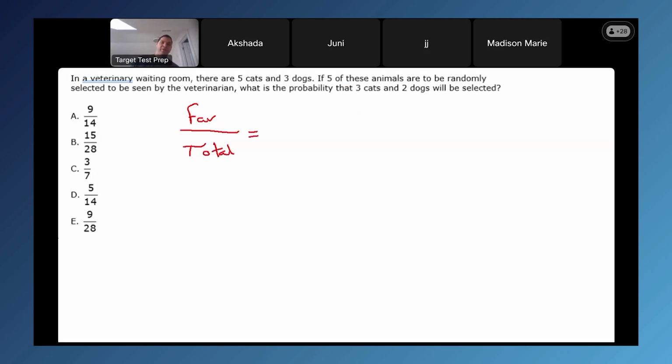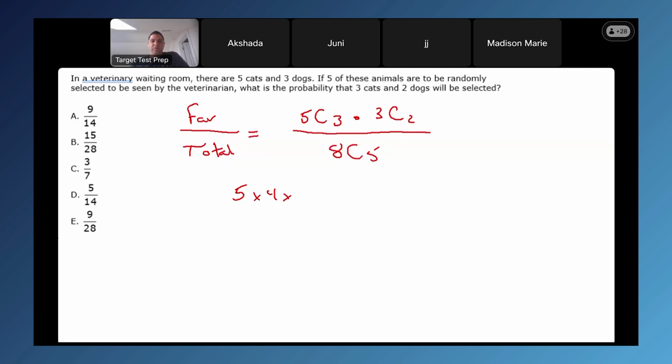Now, what are the favorable outcomes? There are 5 cats. We need 3 of them. That's 5 choose 3. There are 3 dogs. We need 2 of them. That's 3 choose 2. For total outcomes, there are 8 total animals. We need 5 of them. It's over 8 choose 5.